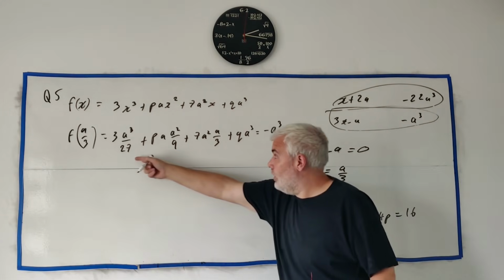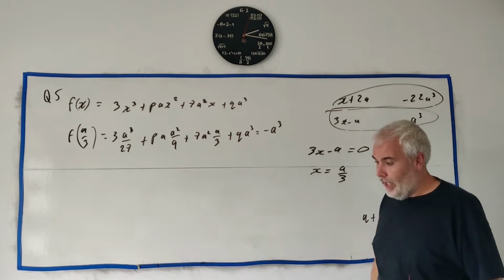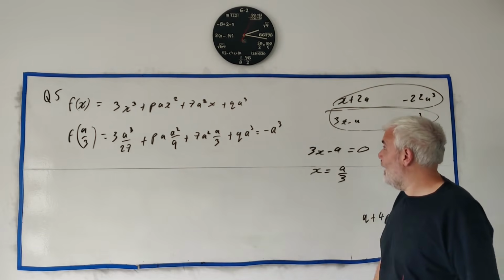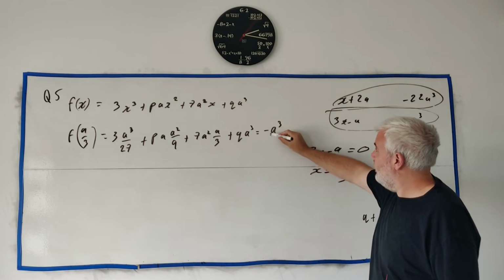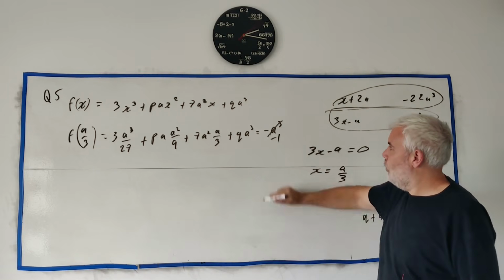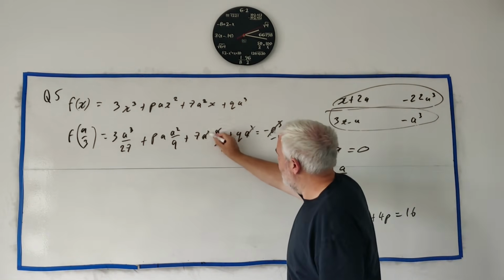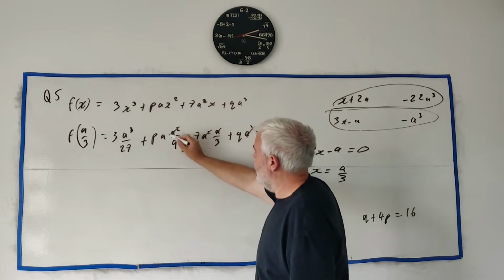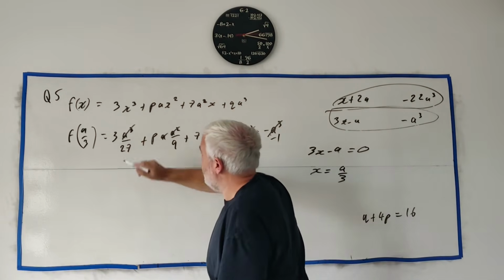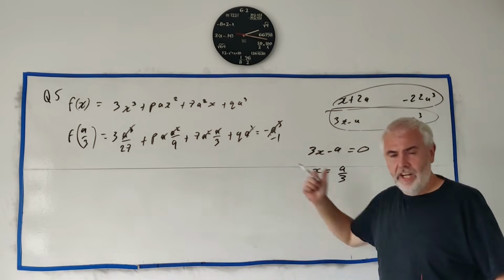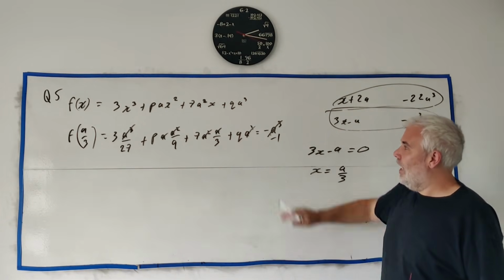We have a function with a, p and q in it, but here's the great thing, all the a's match. We have an a cubed here, an a cubed here, and an a squared and an a, that's an a cubed. Everyone had an a cubed in it. We can divide everything by a cubed and leave this.